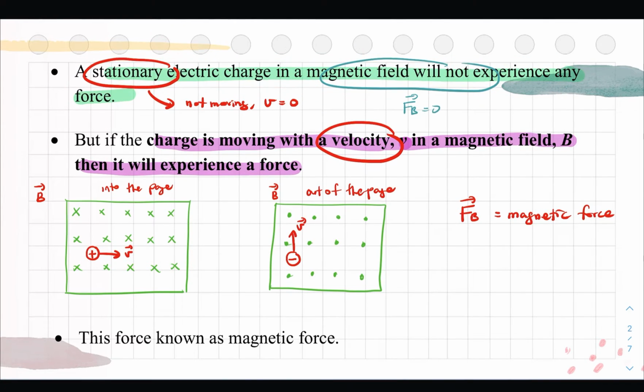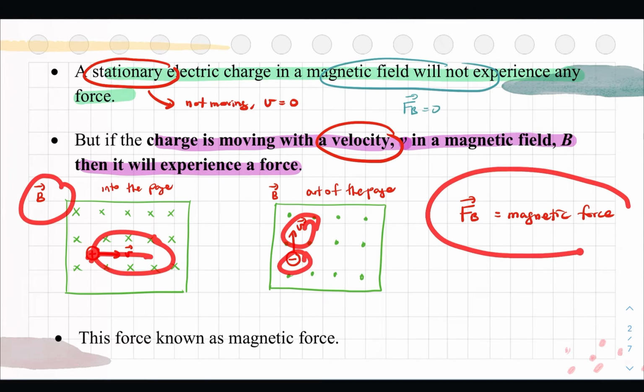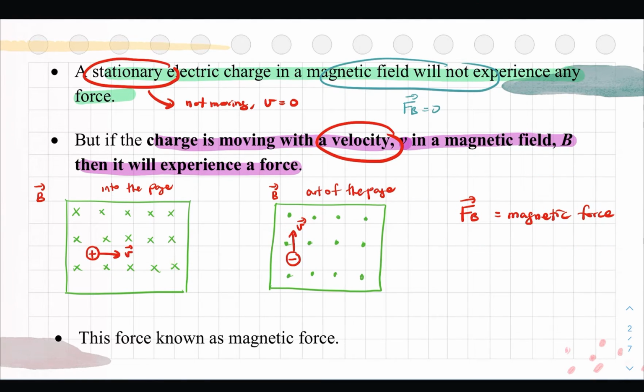So dia takkan ada force. But if we put charge inside B, then charge kita bergerak dengan velocity, so dia akan experience magnetic force. Okay? So this force known as magnetic force. So, magnetic force simbolnya ialah FB, disebabkan dia force, dia akan ada magnitude and direction.